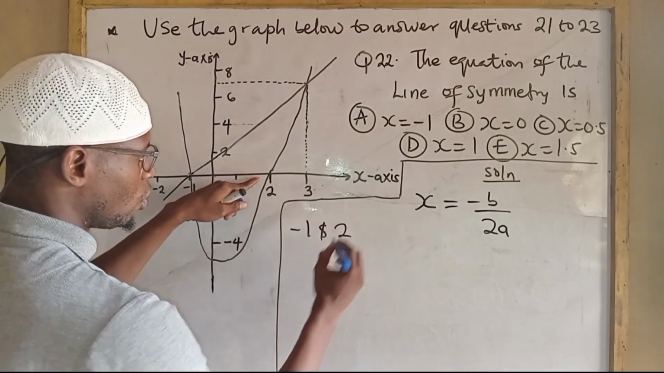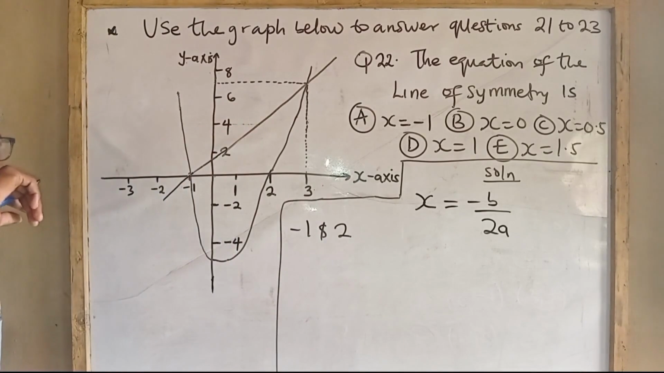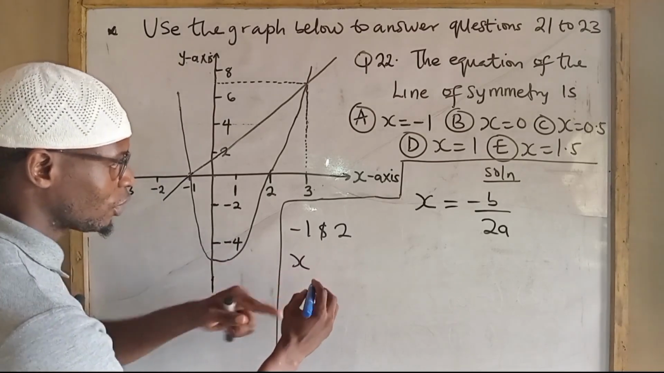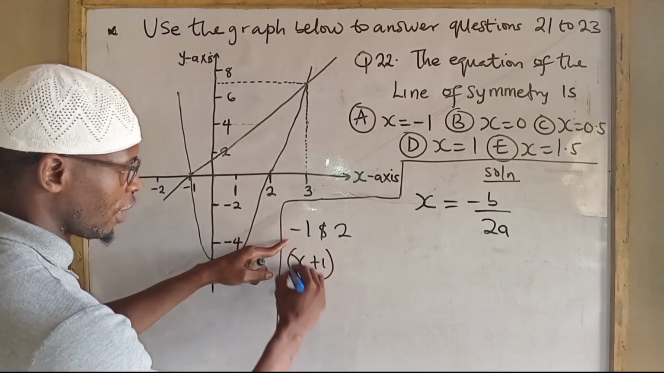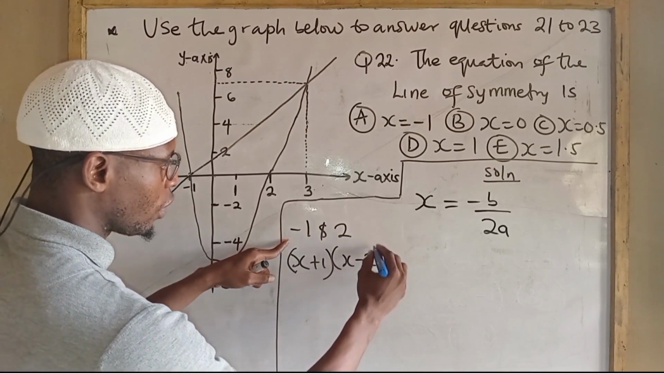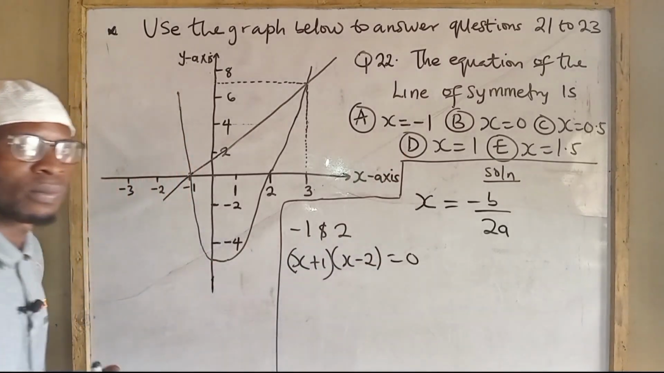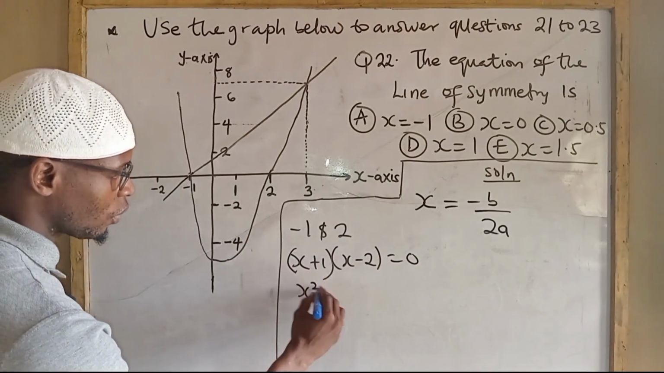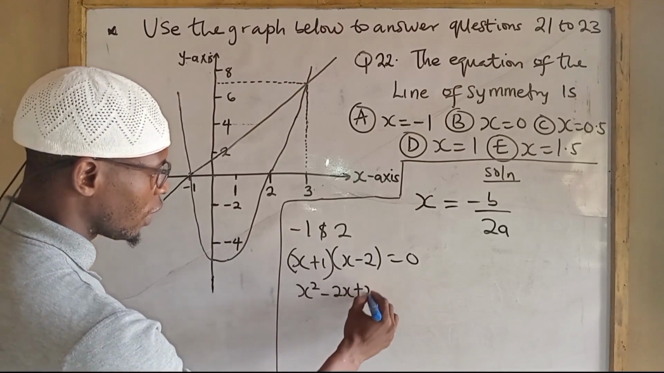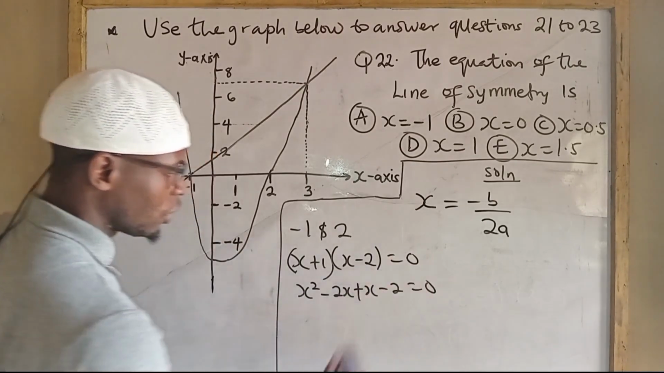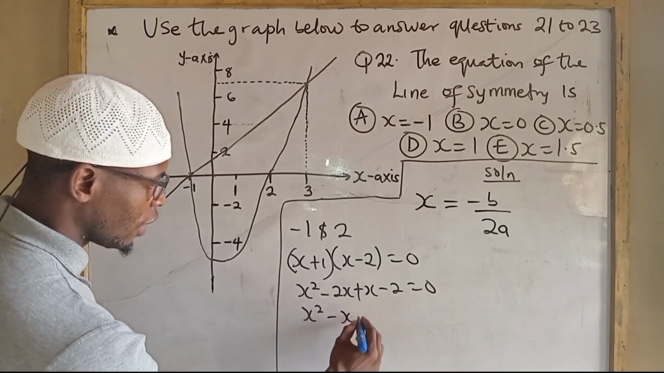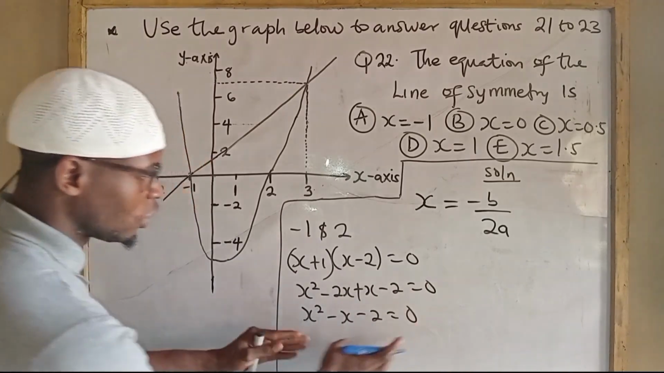2. Based on what I solved earlier on how to get the quadratic equation, you should use the convention: x plus 1 here, and x minus 2 here, equals 0. If you open the brackets, you have x squared minus 2x plus x minus 2 equals 0. So you have x squared minus x minus 2 equals 0. So this is the equation.